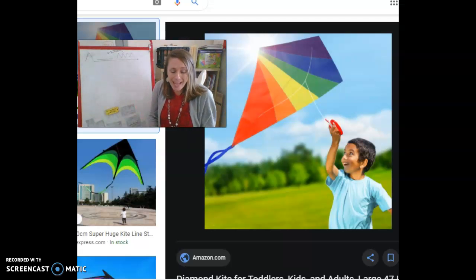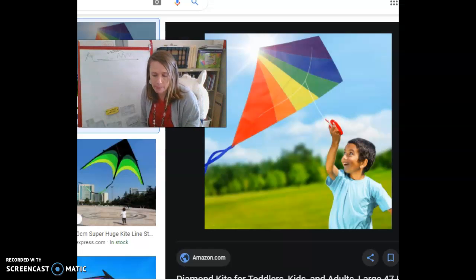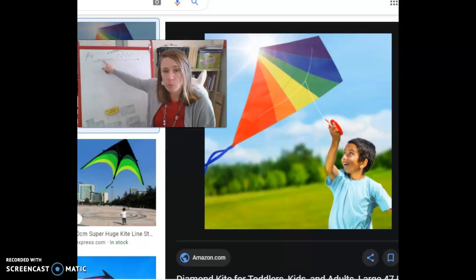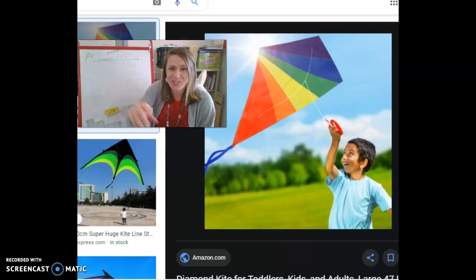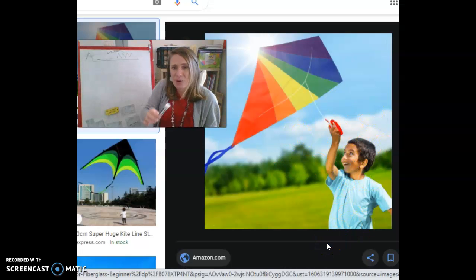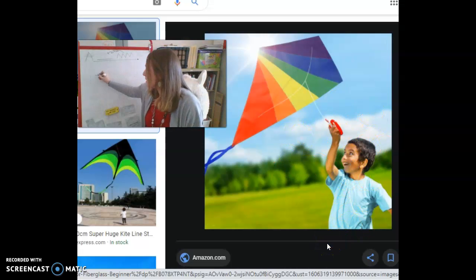Okay, so today we are going to be talking about how sometimes, just like we can have more than one subject, we can also have more than one predicate. We can have a compound predicate. So take a look at this picture right here. And what might you use as the subject?